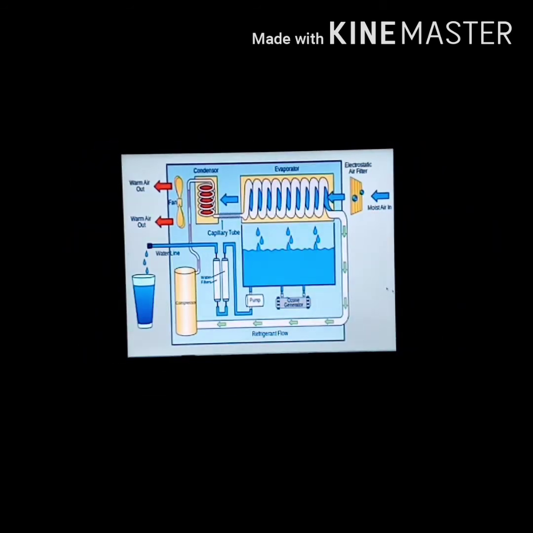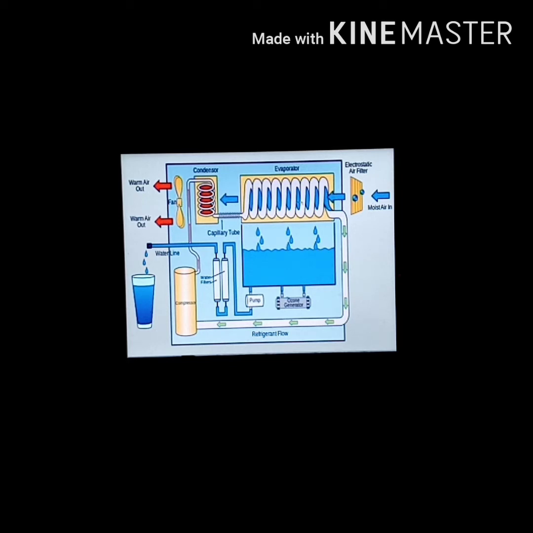This is the complete diagram of the cooling condensation method. This is the compressor revolving around a refrigerant. Refrigerant liquid is passed through this coil which will keep this coil at dew point temperature. The fan, this is the fan. The fan pushes the moist air through this coil.